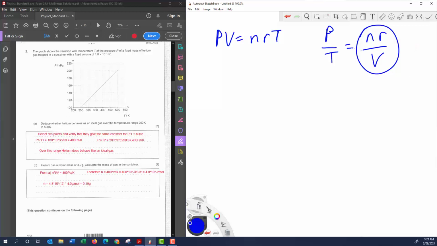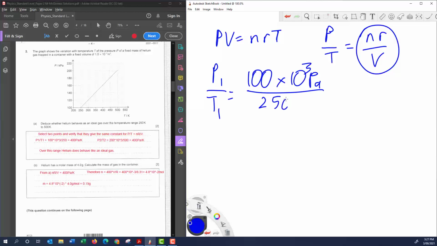Okay, so I'm just going to calculate this ratio. For the point where it intercepts the x-axis, my P1 over T1 is equal to, my pressure is 100 times 10 to the 3 pascals, that's pretty much atmospheric pressure, and I'm dividing by the temperature in Kelvin, so 250 Kelvin. When I do that, I get 400 pascals per Kelvin.